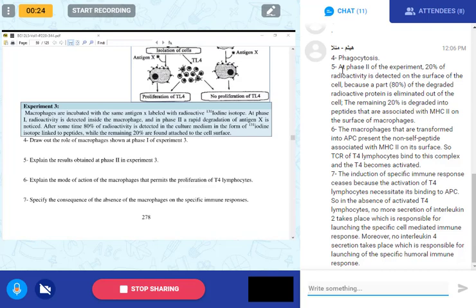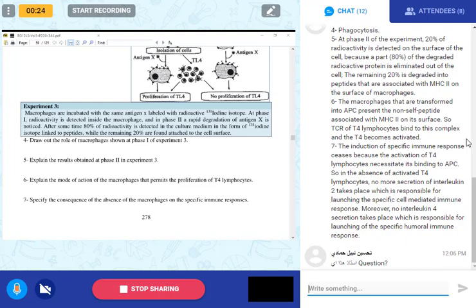So at 4 we have the phagocytosis in phase 1, while in phase 2 the 20% detected on the surface of the cell, because 80% is degraded and eliminated out of the cell. The 20% degraded into peptide associated with MHC2 on the surface of macrophage. Mode of action of macrophage: macrophage transformed into APC, presents non-self peptide associated with MHC2 on its surface. So TCR, T cell receptor of T4 lymphocytes, binds to this complex and T4 becomes activated.